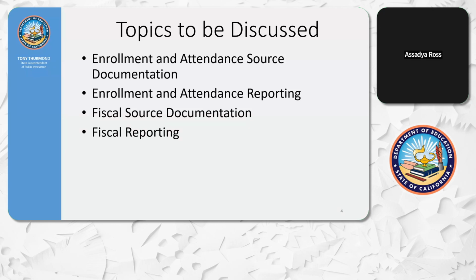We will examine a couple of examples of enrollment and attendance source documentation, and then based on that documentation, show how that information is transferred to the enrollment and attendance portion of the enrollment, attendance, and fiscal report. Then Alyssa will take over and share the same information, but on the fiscal side. So we'll be looking at documents that support your revenue and expense reporting and how that information should be transferred to the fiscal portion of the report.